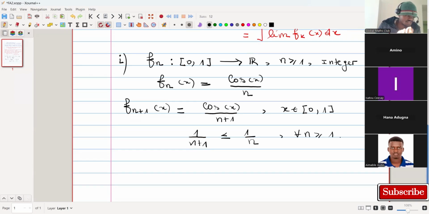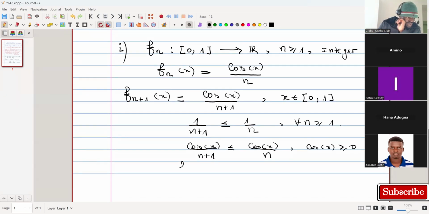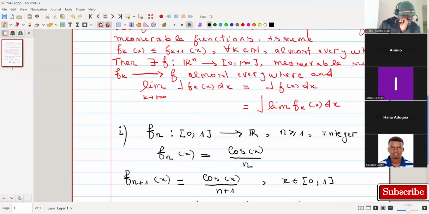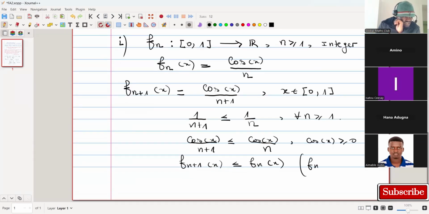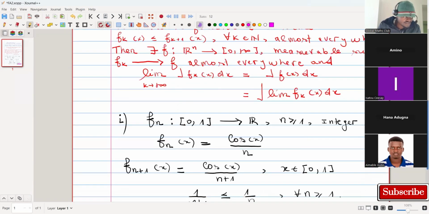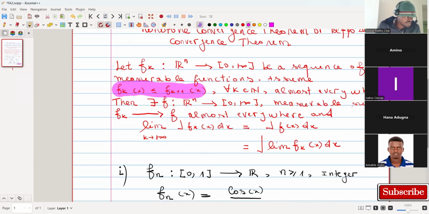Now, if you multiply both sides by cosine x, cosine x is positive, so we can multiply and nothing is going to change. So we have f_{n+1}(x) less than f_n(x). So here we have a decreasing sequence, and we were supposed to have an increasing sequence. So this is f_n(x) greater than f_{n+1}(x), and we are not looking for this. This condition is not satisfied.